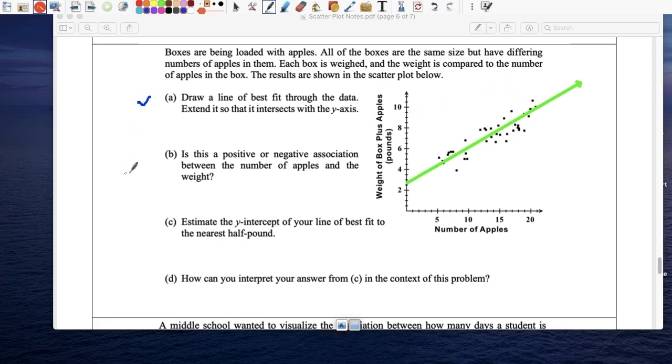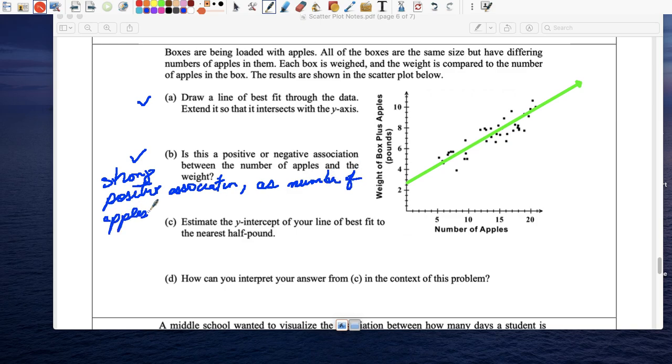So we did A. B: is this a positive or negative association? It looks like a strong positive association, where as the number of apples increases, the weight of the box also increases.